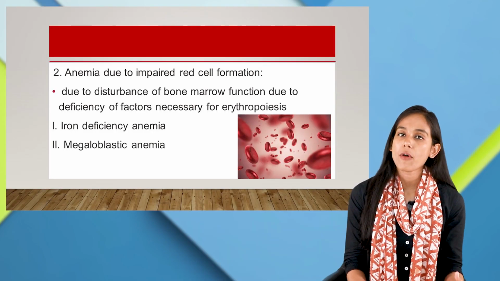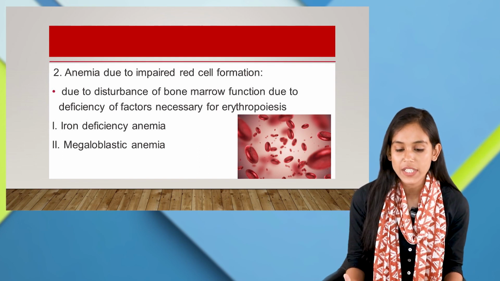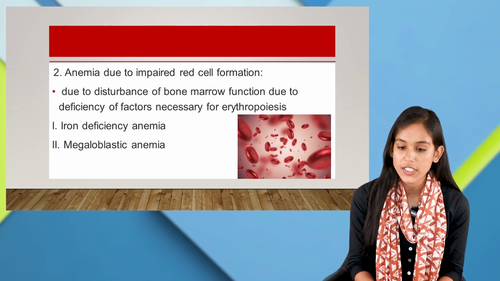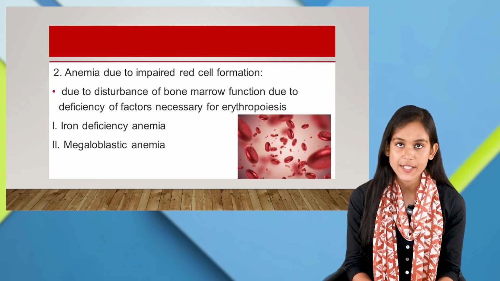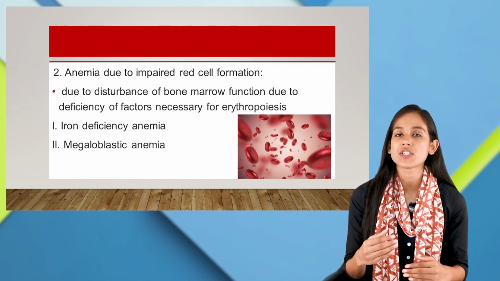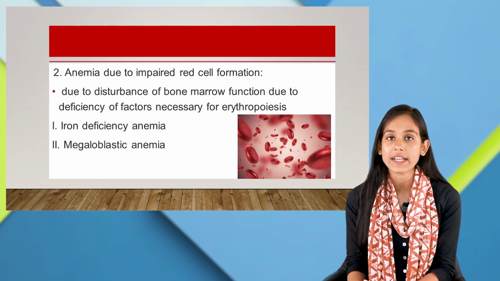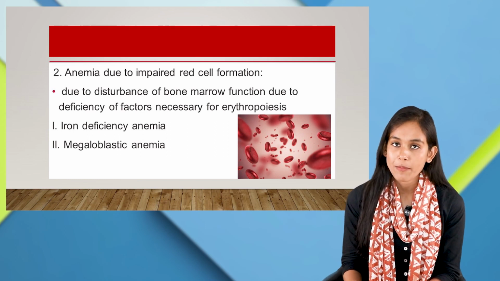So the first one was due to blood loss. Now the second one is due to impaired red cell formation. Here also we have two things. The first is disturbance of bone marrow function due to deficiency of factors necessary for erythropoiesis. There are certain factors required for erythropoiesis, and if there is a deficiency of those factors, then there would be disturbance in the bone marrow function.